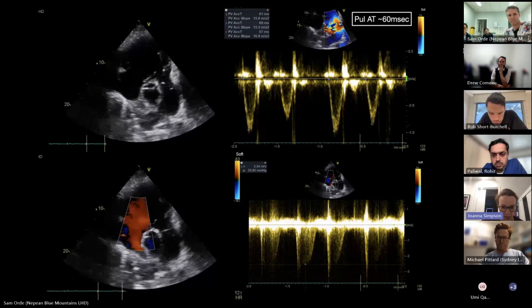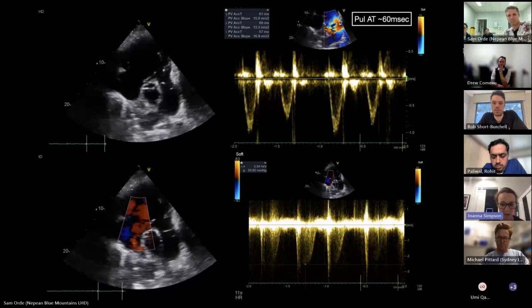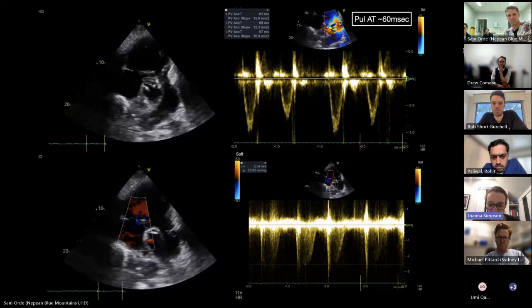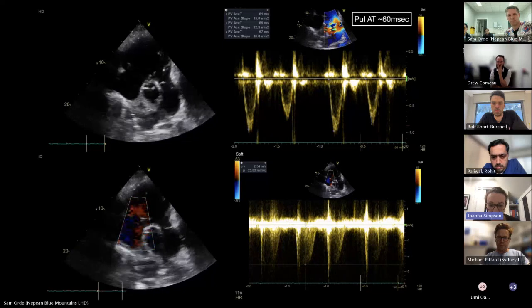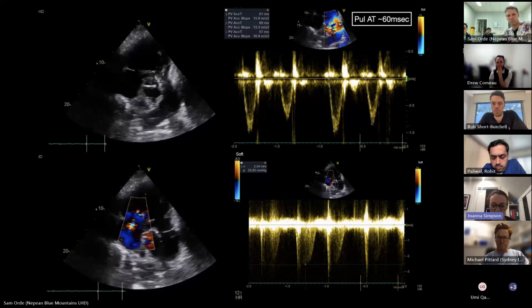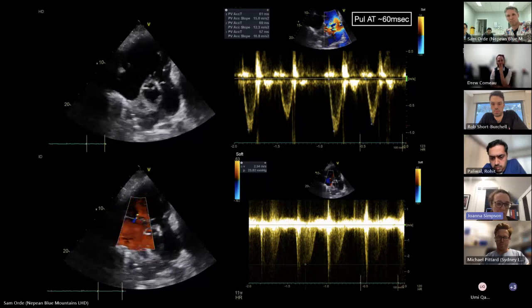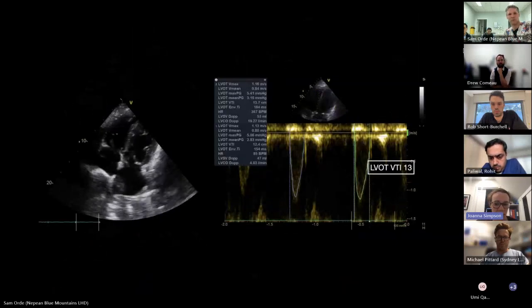It's hard to see, but it looks like there might be a slight Coanda effect to it. Looking at the continuous wave Doppler through there, it's not particularly dense, but it's quite triangular. So I would be worried about rapid pressure equalization and the severity of the TR.